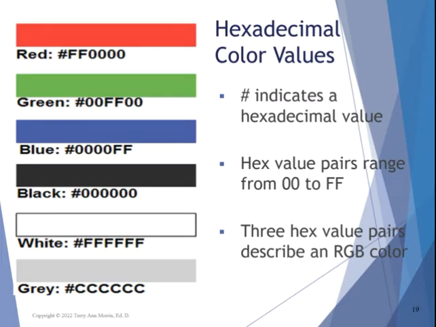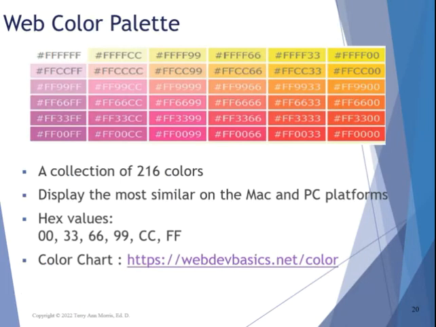Hexadecimal color values, as seen on the slide, represent a hexadecimal value. The hex value pairs range from 00 to FF. Also, an RGB color can be described using 3 hex value pairs.